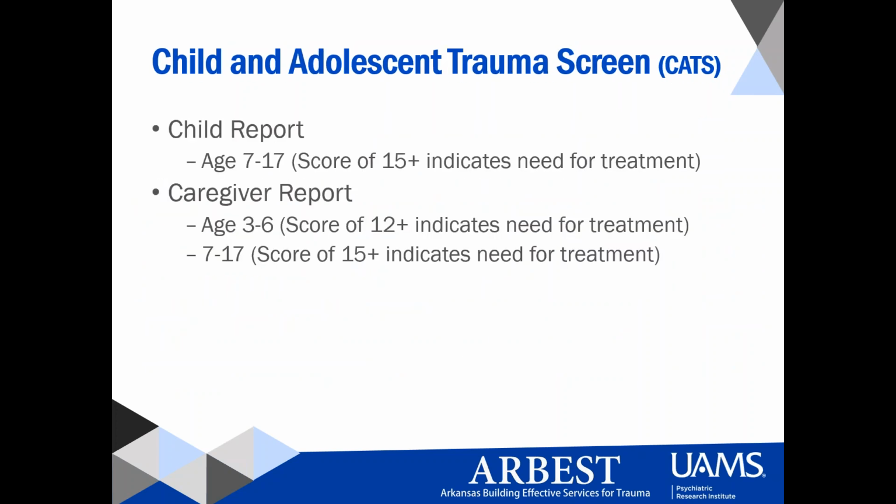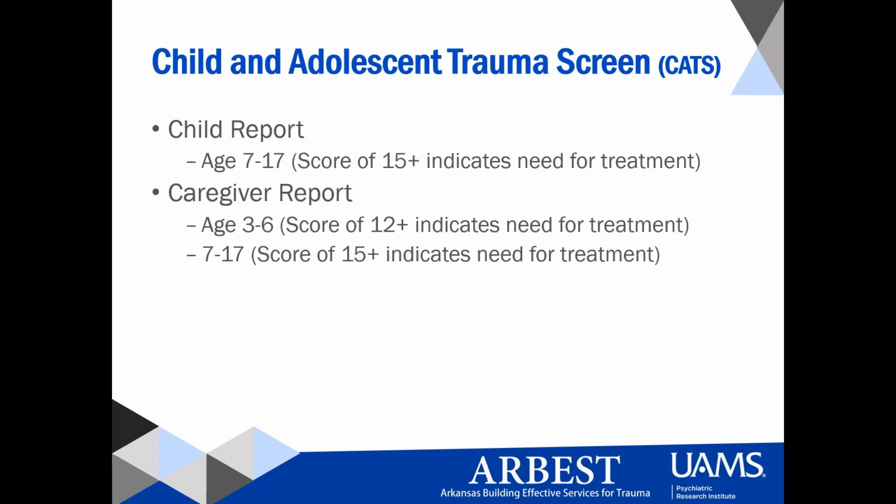And then what does it mean? If you have a child report, remember that when the child reports on their own symptoms, if they're in the age range of 7 to 17 and the total score is 15 or more, that means we're possibly seeing PTSD symptoms and the at-risk level of trauma symptoms, and you're thinking about doing a trauma treatment if this measure matches your other clinical observations and interview.